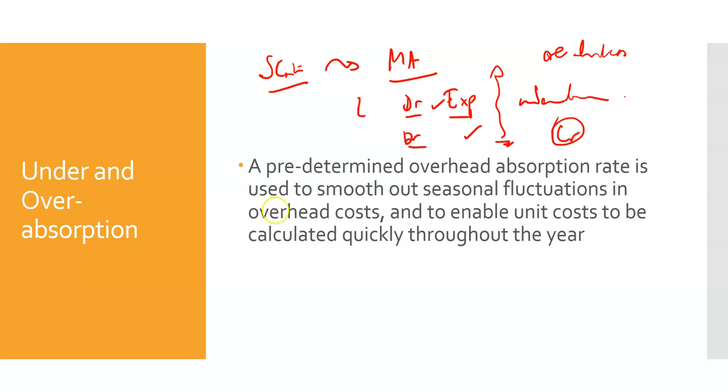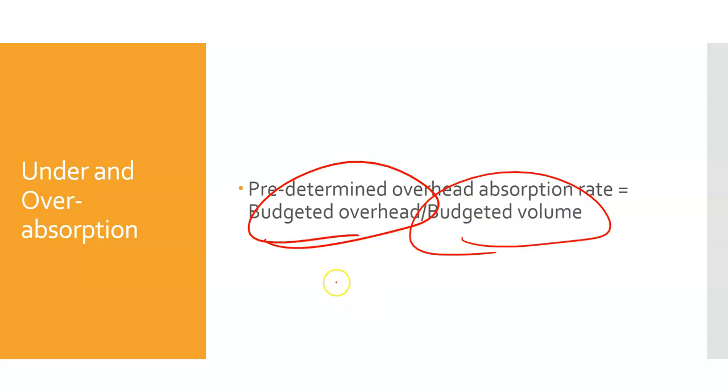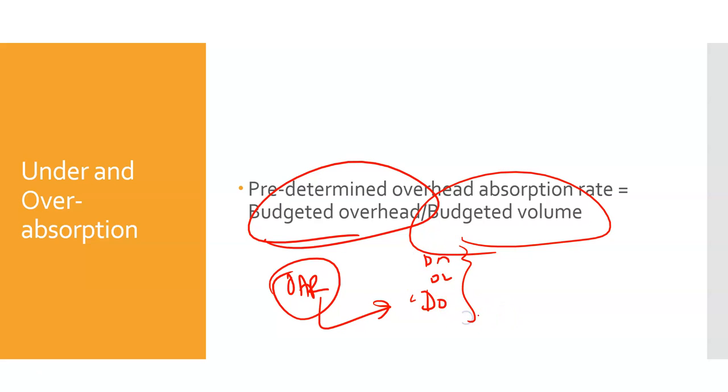So this is all I'm saying here. A predetermined overhead absorption rate is, because we've discussed this, standard costs done right at the beginning to enable unit costs to be calculated quickly throughout the year. We have a budgeted overhead divided by a budgeted volume. And then we have this overhead absorption rate, which we have calculated and put through, and we now have our direct overhead. So we have direct materials, direct labor, and now direct overhead.